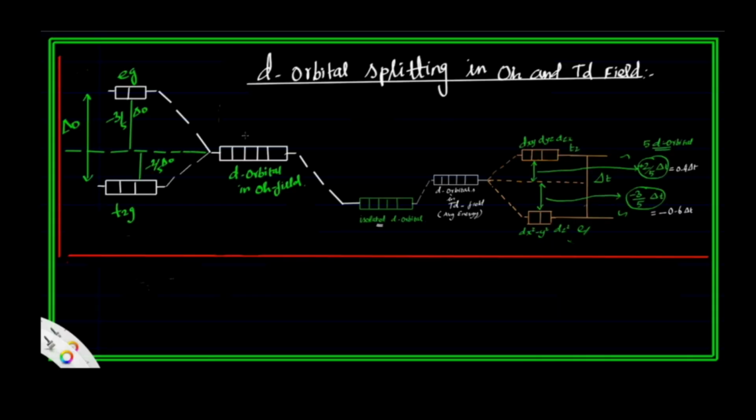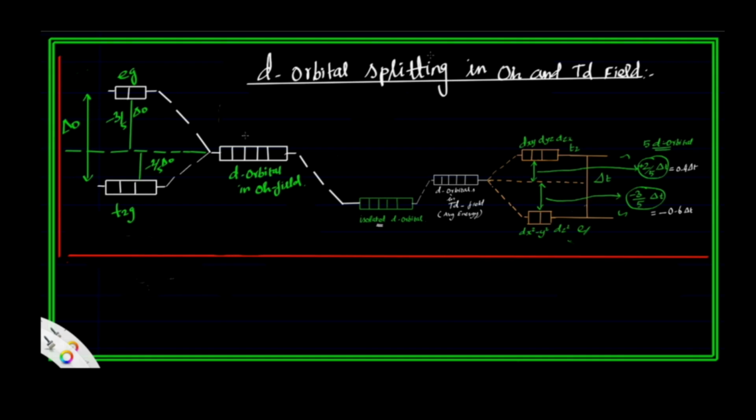Dear students, today we discuss crystal field splitting of tetrahedral complexes. On the screen, the left side of the diagram is the splitting of d orbitals for octahedral complexes, which was explained by me in my previous video. If you want to see that, go to the description and use the link provided by me.